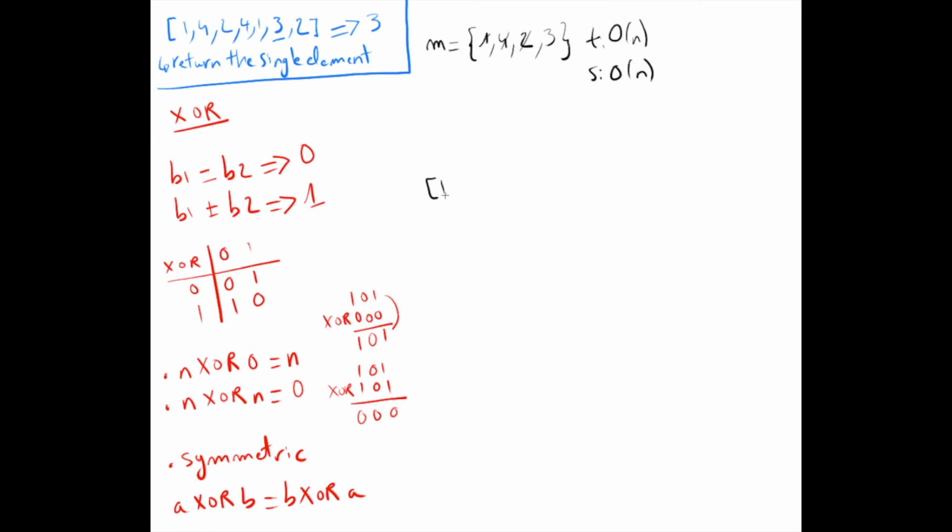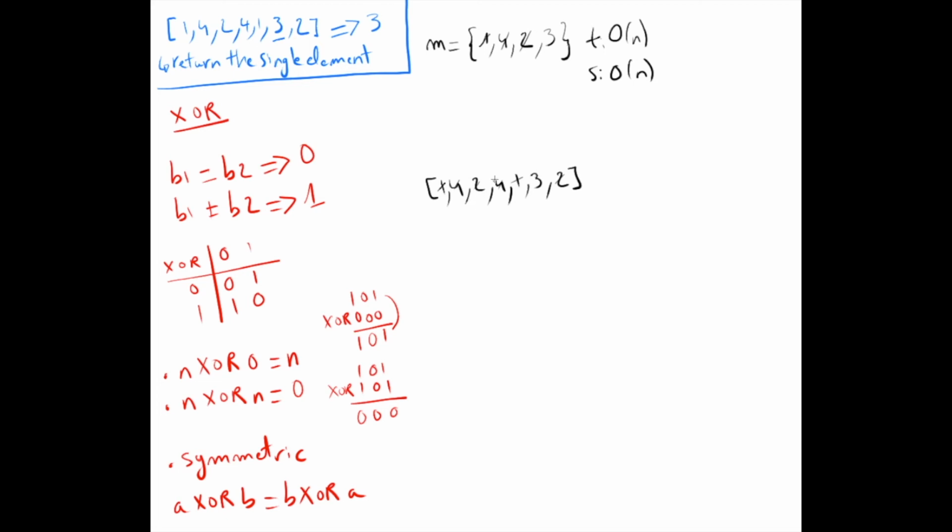We had 1, 4, 2, 4, 1, 3, and 2. So what if we apply the XOR operator on every single integer of our array? We have just said that n XOR n is equal to 0. So if we do 1 XOR 1, it will return 0, so it kind of cancels both ones. And the same applies if we do 4 XOR 4 and 2 XOR 2. So if we apply the XOR operator on every duplicate, it will give us 0.